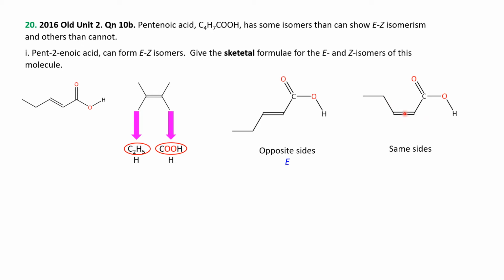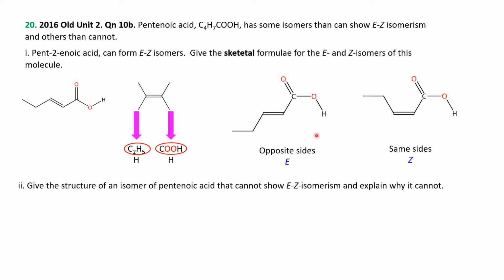And if I draw them on the same side, so again, there's the double bond, here's the ethyl group on top, the acid group on top, then that is the Z isomer. Give the structure of an isomer that cannot show EZ isomerism and explain why it cannot.